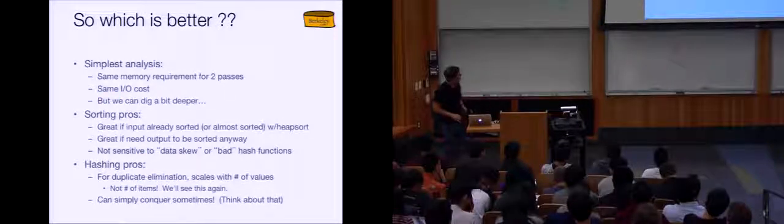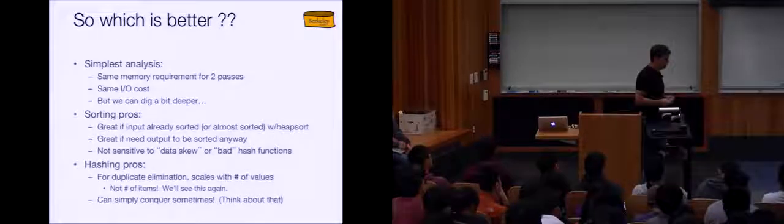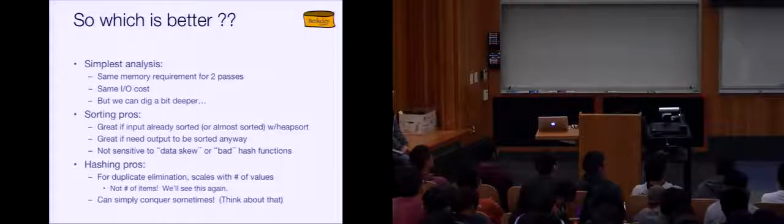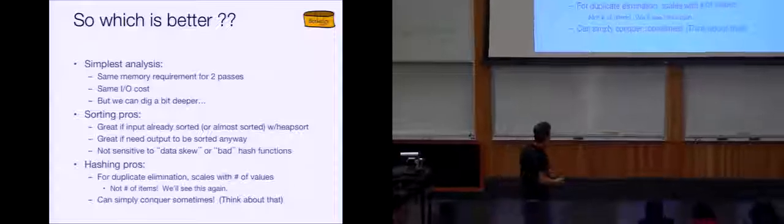Okay, so which is better? Well, they're the same. But let's keep a couple of things in mind. They're not totally the same. So pros of sorting. We saw with heap sort, if the data is already sorted, heap sort's a one-pass algorithm. Neither hashing nor quicksort-based merge sort are.